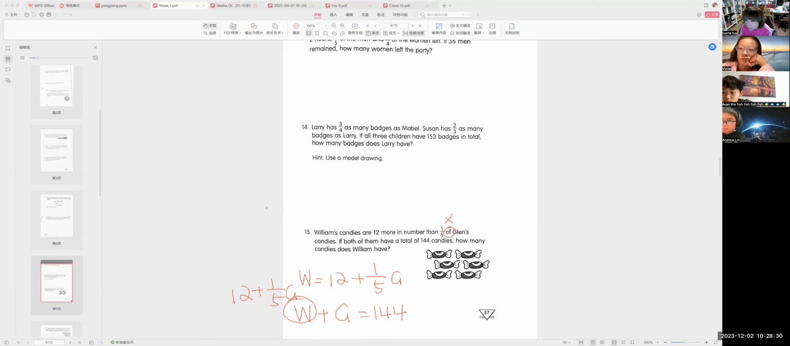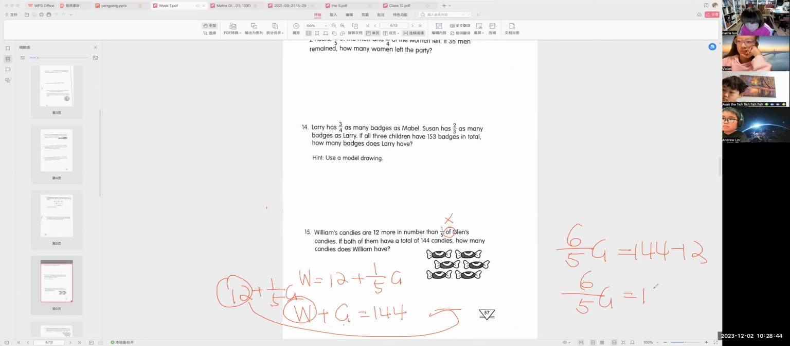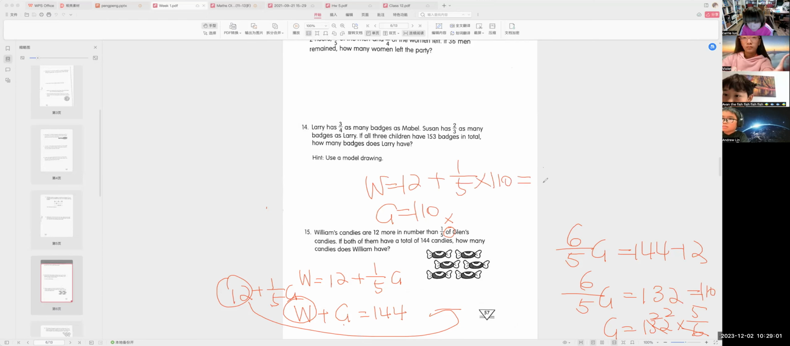Get it, Evan? Get it, Violet? Okay, so 1/5 G plus G equals 6/5 G, right? And this 12, I move it over there, equals 144 minus 12. So 6/5 G equals 132. So G equals 132 times 5/6 equals 22 times 5 equals 110. So Glenn has 110. So William equals 12 plus 1/5 times 110 equals 12 plus 22 equals 34.